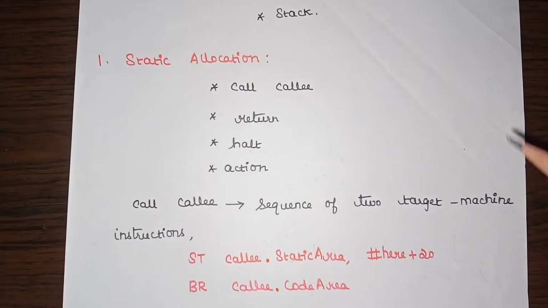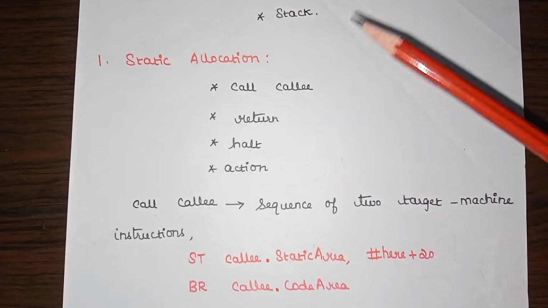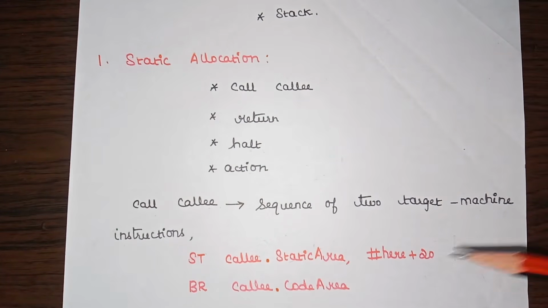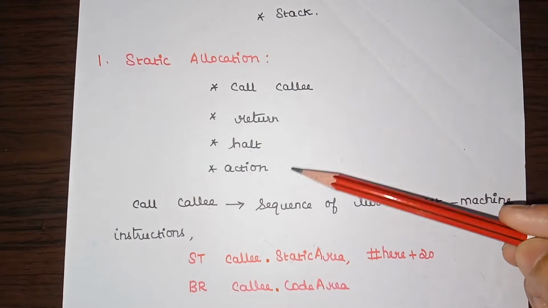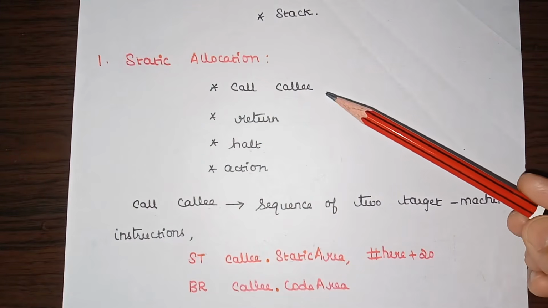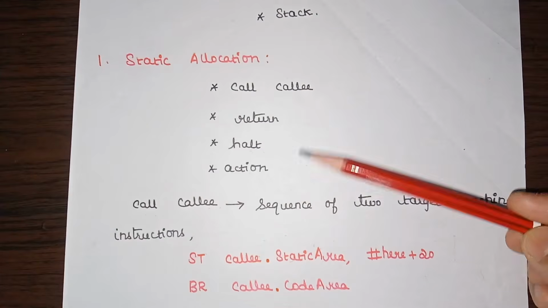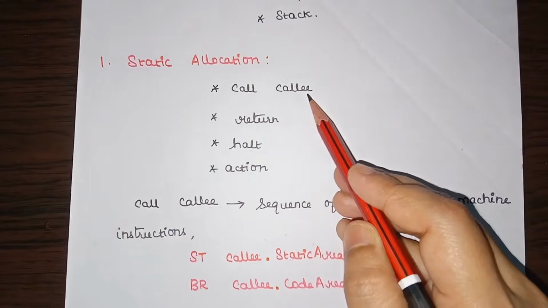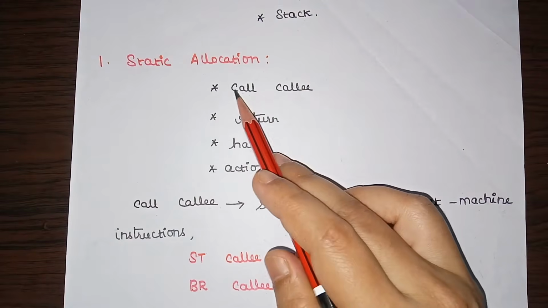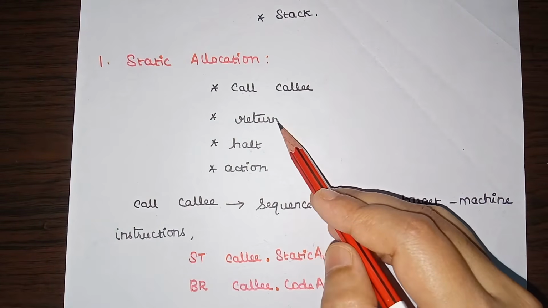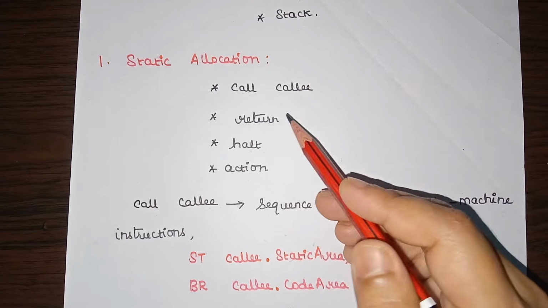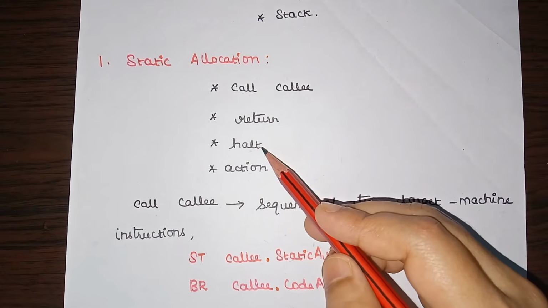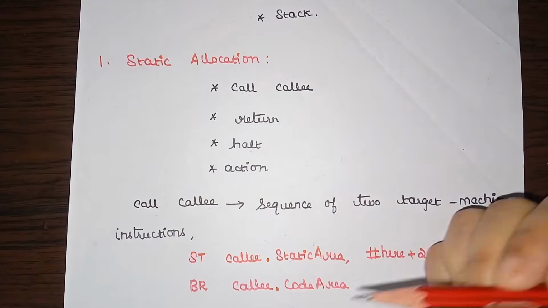Now we'll see the static allocation that happens for simple procedure calls and returns. These are the instructions for the procedure call and the return statement, so 3 address statements here. This is the statement call callee, which is used as the procedure call, and the return statement which is used to return the value. Along with these 2 statements, we have halt and action.